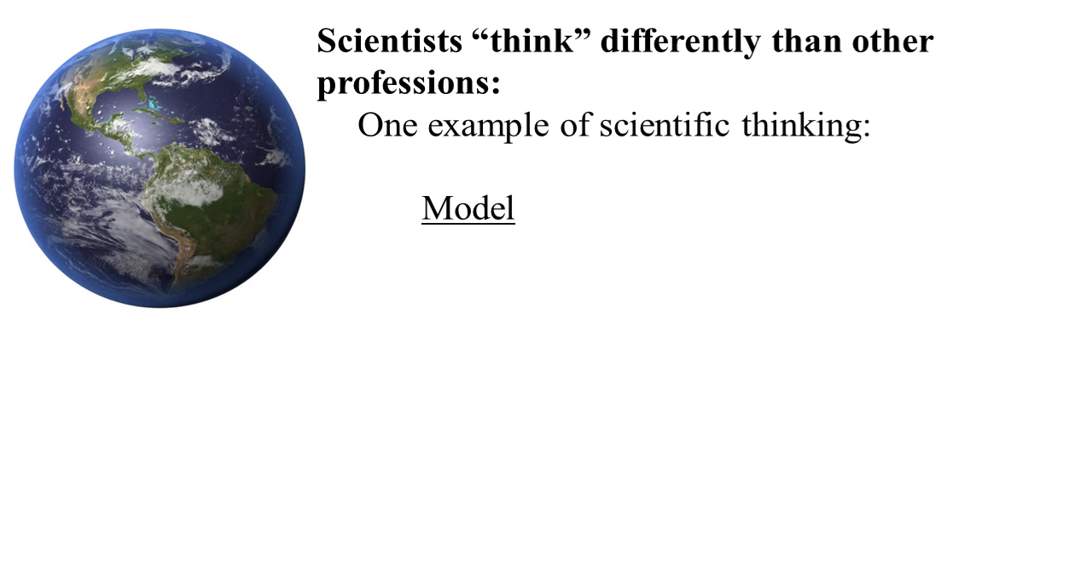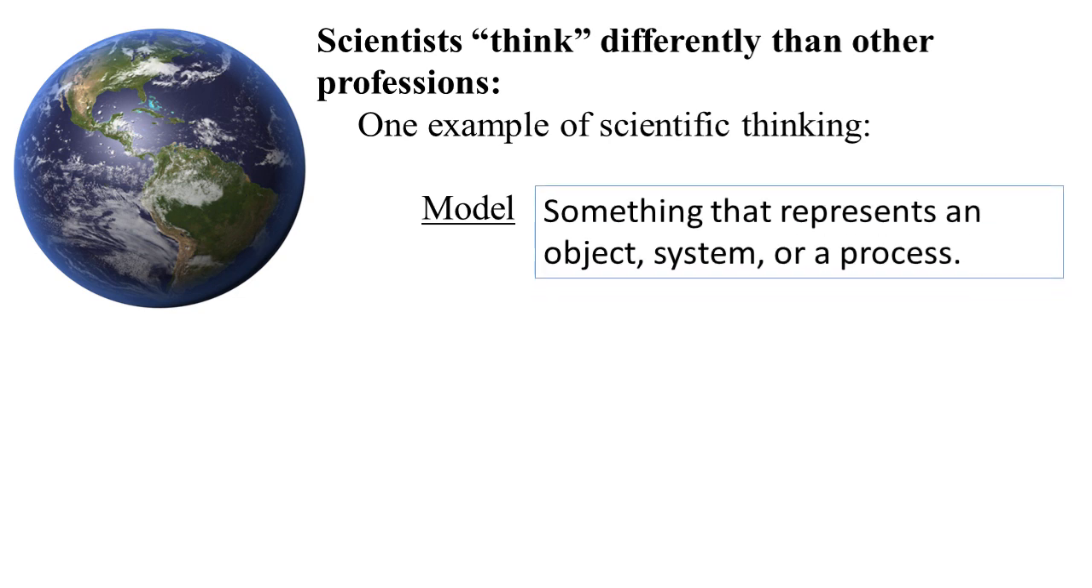Now, typically, when I say the word model, people tend to think about that person who's strutting their stuff down the runway, showing off the latest and greatest in fashion. But to a scientist, that's not the case. A model is actually something that represents an object, a system, or a process. And we have some really good examples of models here that I'm going to show you.